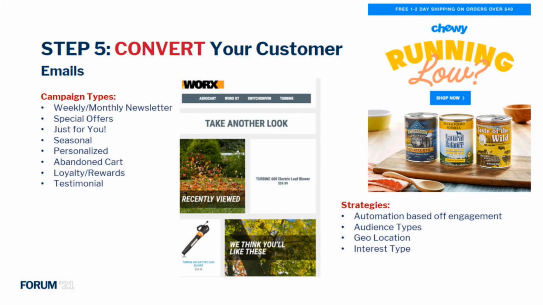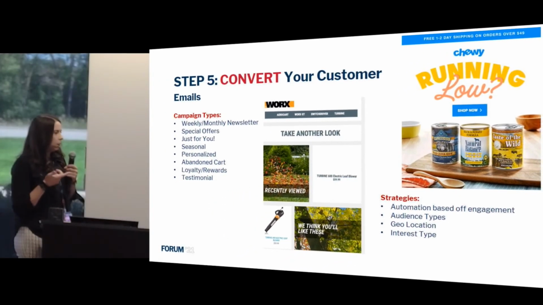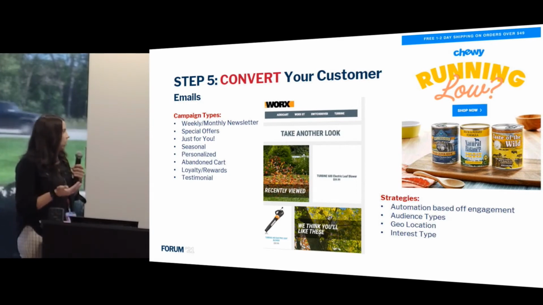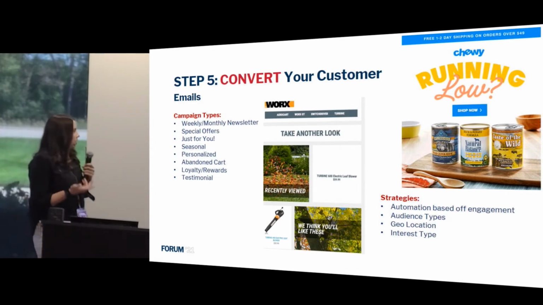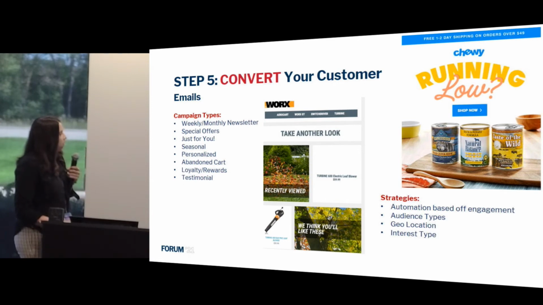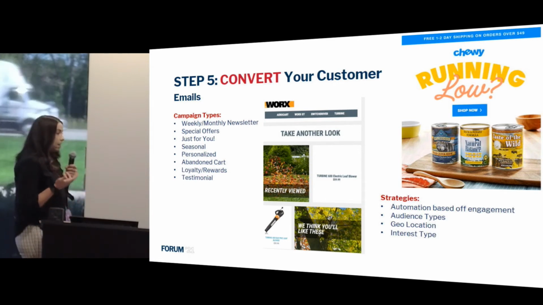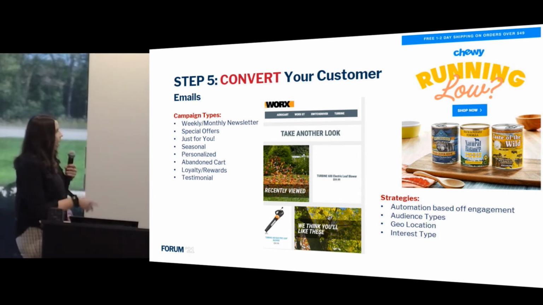So there's lots of different campaign types, email types to start sending out to your user base once you capture that email address. So weekly newsletters, monthly newsletters, special offers and deals. The just for you or personalized content is really, really engaging. So you can see here, Amazon's email for recently viewed products, or we think you'll like these types of products are really good. The Chewy email over there is like, hey, are you running low on this product? Time to reorder.